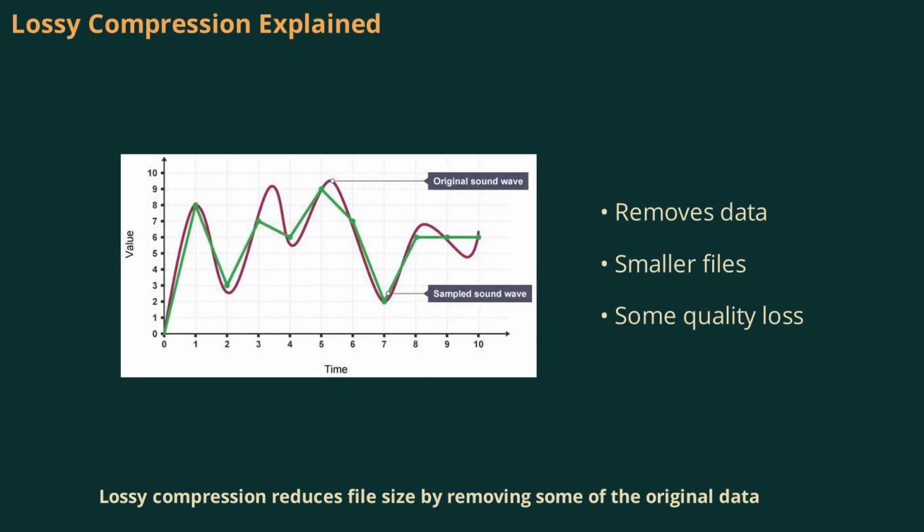Lossy compression reduces file size by removing some of the original data. For images, this might mean reducing the number of colors. For audio, it could mean reducing the number of samples. JPEG is a popular lossy format for images, while MP3 is common for audio. The trade-off is a smaller file size at the cost of some quality.